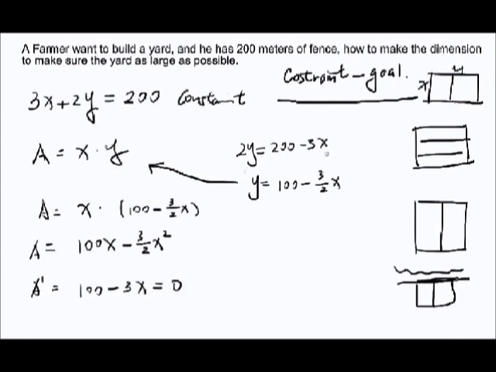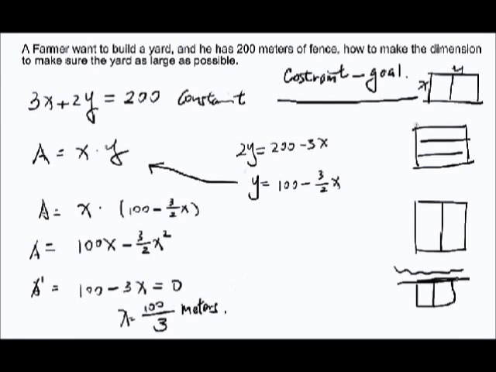In this case, we don't need to worry, because what is the minimum? The minimum is when x times y equals 0. This is the minimum, so it's not applicable here. So we just solve for this critical point and assume it is the maximum point. So 100 minus 3x equals 0, so x equals 100 divided by 3 meters. All right?